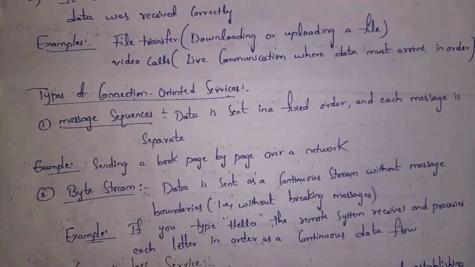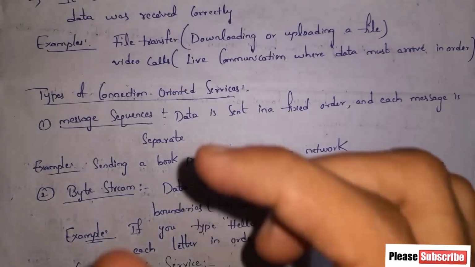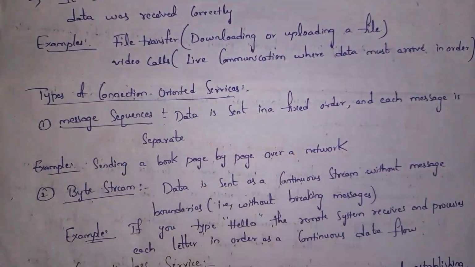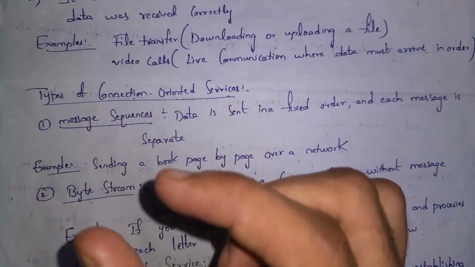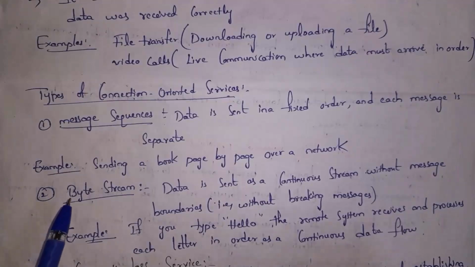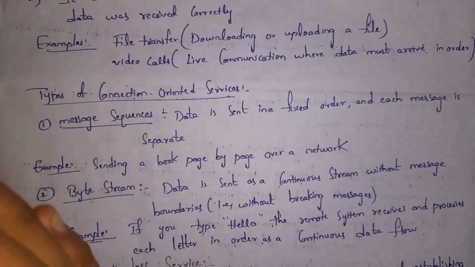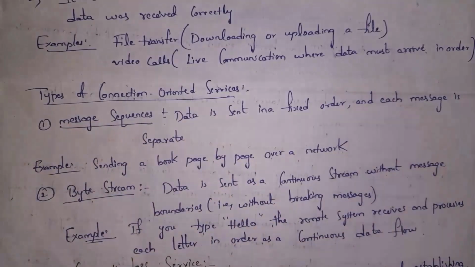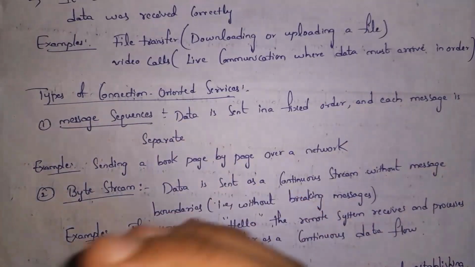And the first one is message sequence. For example, if you want to send a complete book in the network, then what message sequence will do is send one page at a time. This is an example of message sequence. And the second one is byte stream. Guys, in byte stream, complete data is sent in sequence without breaking the data. Byte stream will not break the message. It will send the complete message in sequence.